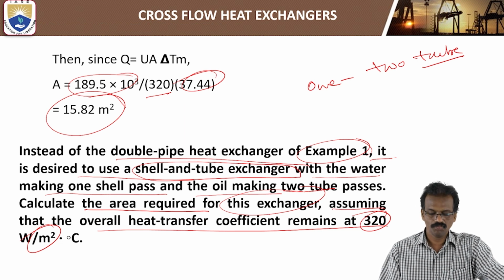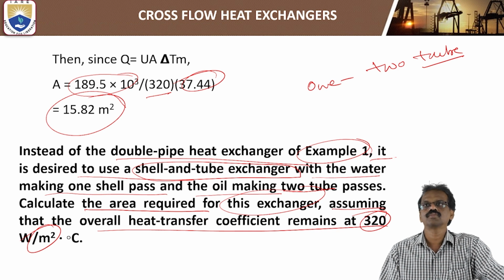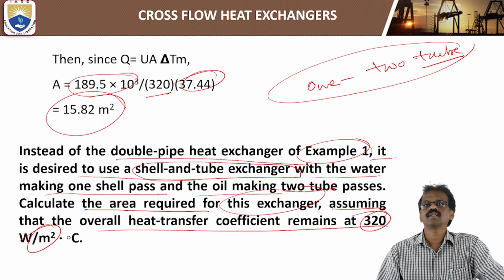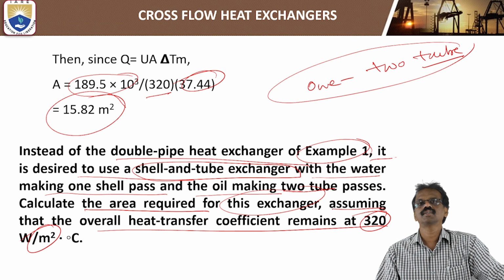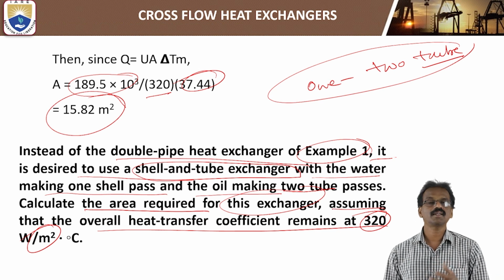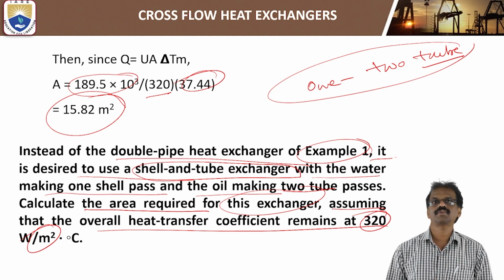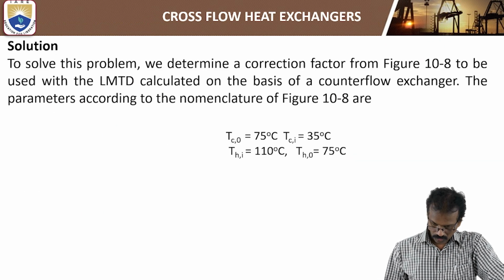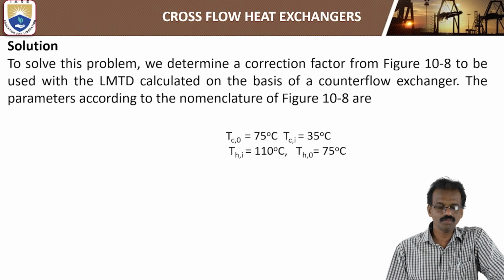Okay. So here, one cell and two tubes. Based upon this condition, you have to choose the diagram given in the data book. By using the data book, we can find the correction factor and solve the numericals here. So we'll see how to solve this one.